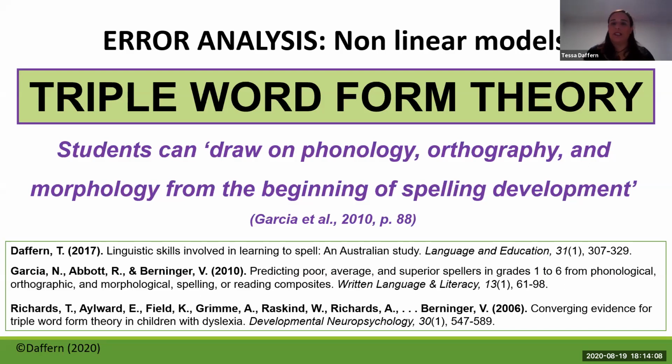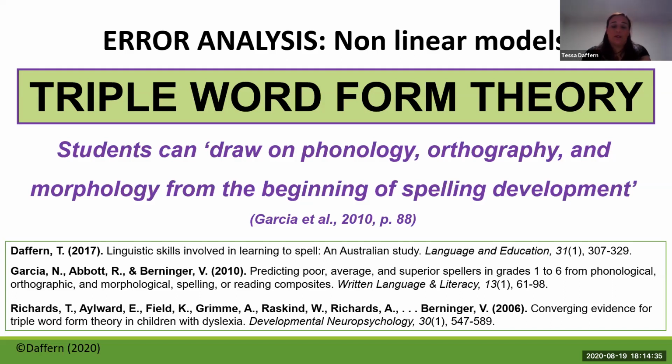This is one of the non-linear models that is quite different to stage theories. And this particular theory is grounded in a range of neurocognitive and behavioural research, and it offers a non-linear perspective of how children learn to spell. And indeed, because it's based on some strong research evidence, it actually was used as a theoretical framework for my own PhD.